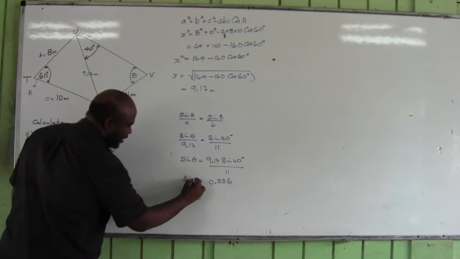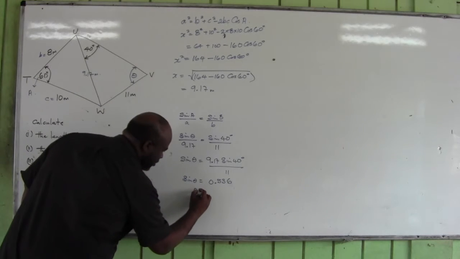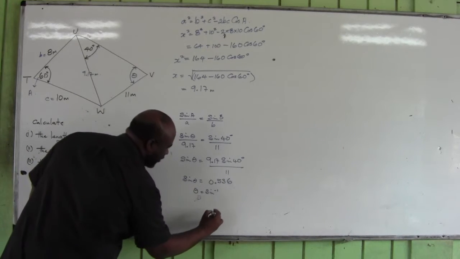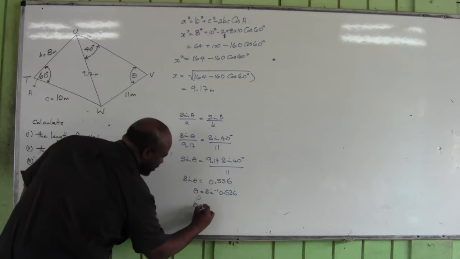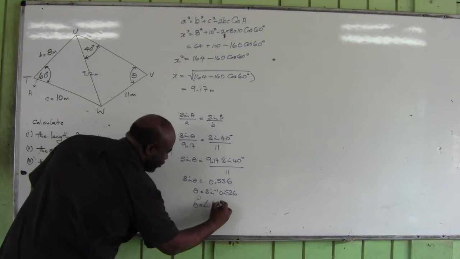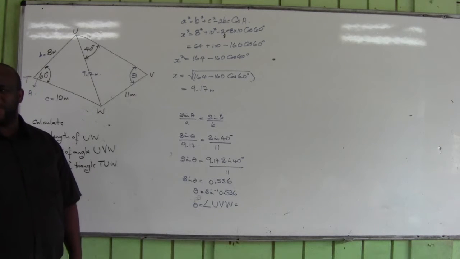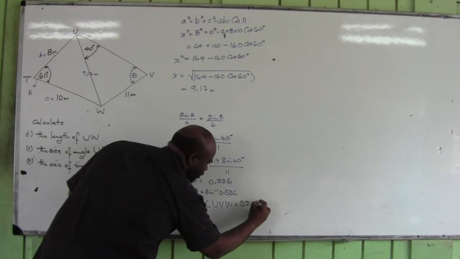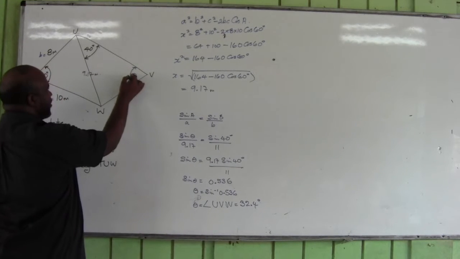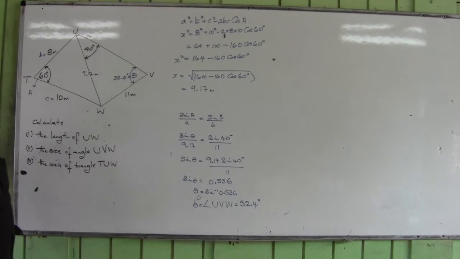Ladies and gentlemen, if you know the sine of an angle, to find the angle you must use sine inverse. Theta is sine inverse 0.536. Theta, which is angle UVW, would be equal to 32.41. This is 32.4 degrees. The angle here is 32.4 degrees.